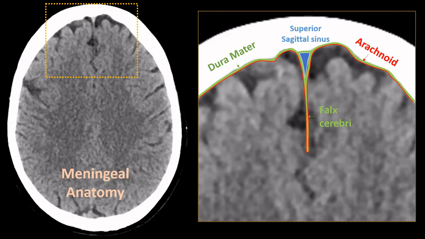Immediately underneath the dura mater, we have a thin meningeal membrane, the arachnoid. The arachnoid is closely connected to the dura mater and follows the contours of the dura mater, so it does not run inside the sulci.